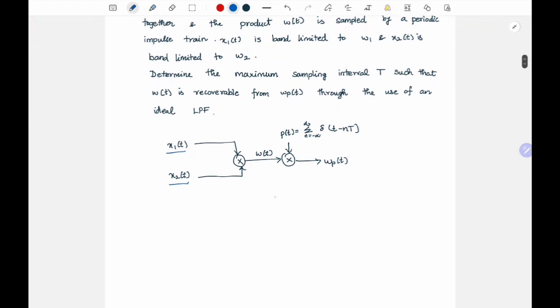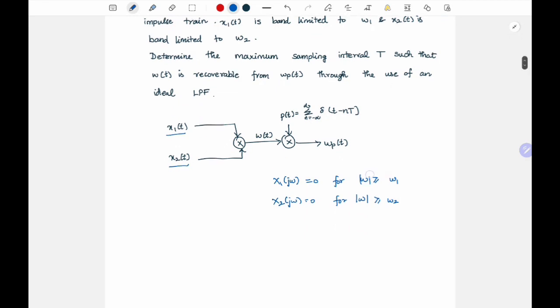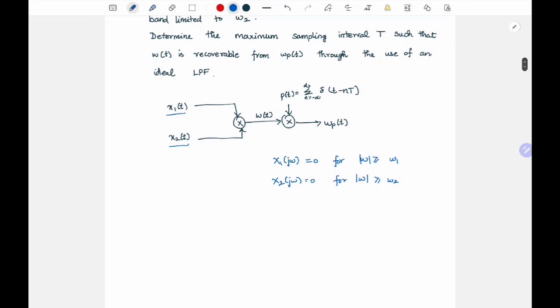Okay, so what they are saying is my x1 of j omega is equal to 0 for mod omega greater than, well, we can also say greater than or equal to omega 1. And my x2 of j omega is equal to 0 for mod omega greater than or equal to omega 2. Determine the maximum sampling interval T such that w of t is recoverable from wp of t through the use of an ideal LPF. So it is similar to the previous question. Same concept of sampling theorem you have to apply.